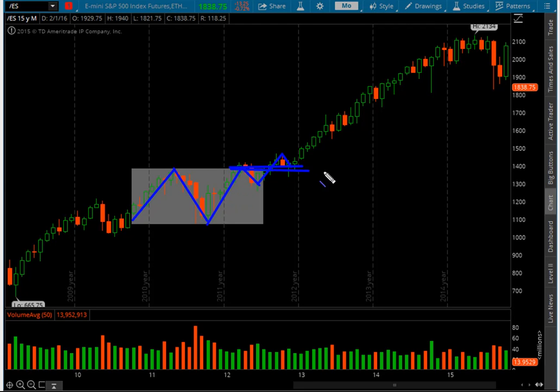Retested where it broke out of. Again, simple concept, right? Support and resistance relationship, right? Boom. So what you're looking at is a consolidation area, and how price breaks out of it and to what direction it leads.